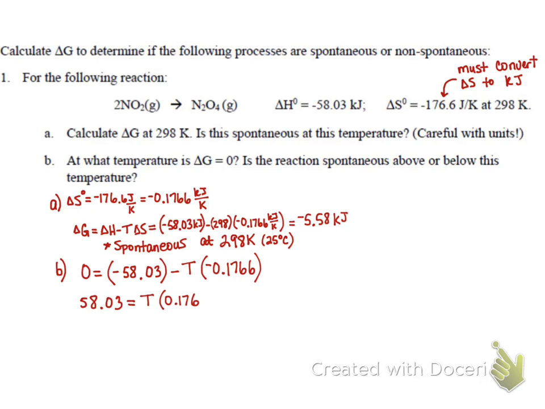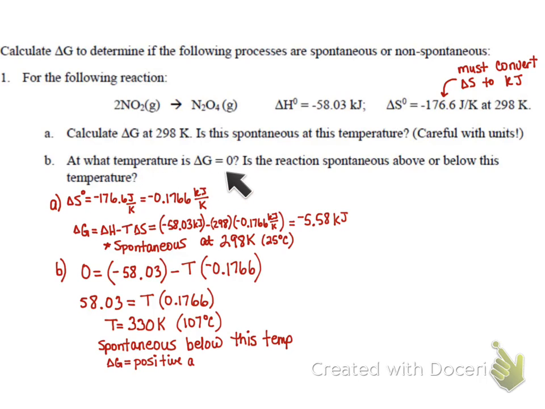So using the same equation, whenever it asks what temperature it goes from positive to negative, that's going to be the temperature where delta G is 0. Plug in a 0 here, solve for T. The delta H is the same. The delta S is the same. It's still in kilojoules. And solving for T here, we get temperature is 330 K.